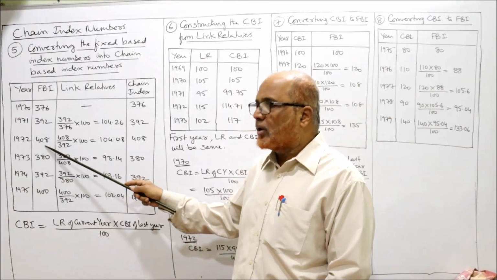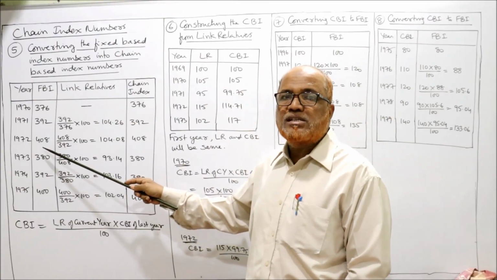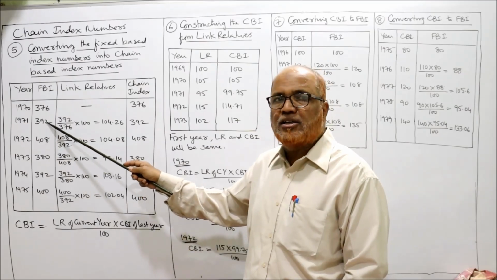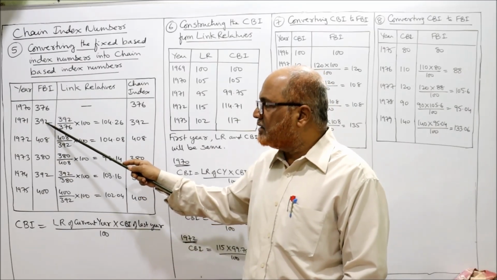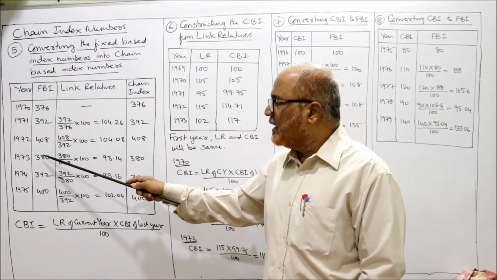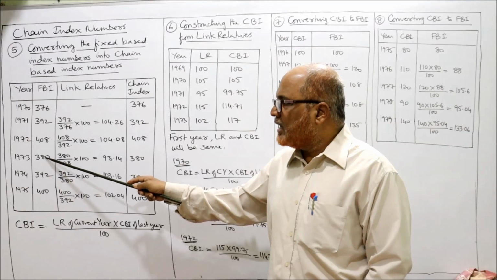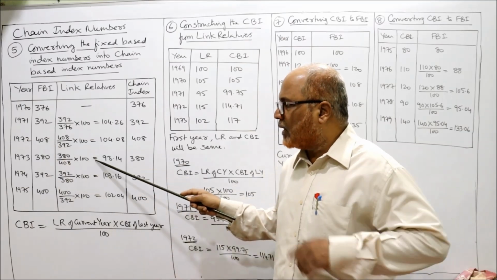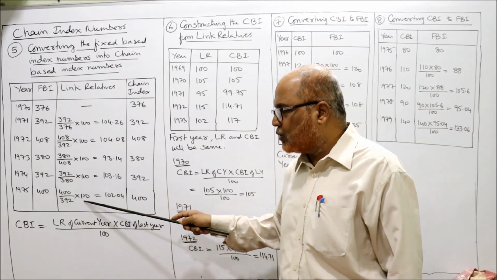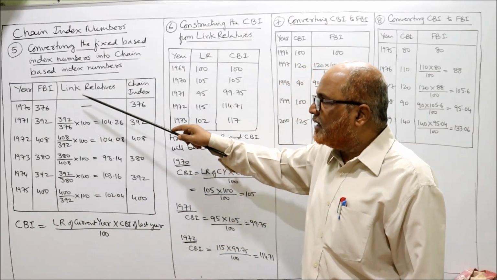Now we will find the link relative of 1972. The FBI is 408 and the previous year's FBI is 392. So 408 divided by 392 into 100 is 104.08. Similarly, we want the link relative of 1973: 380 divided by 408 into 100; 392 by 380 into 100; 400 divided by 392 into 100. So what have we calculated here?